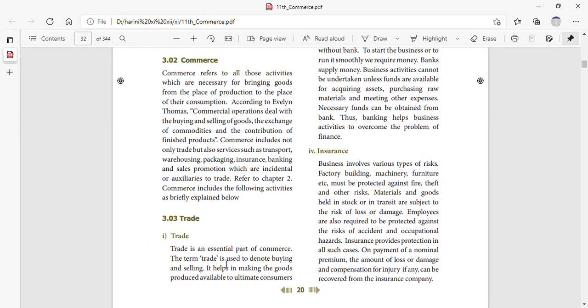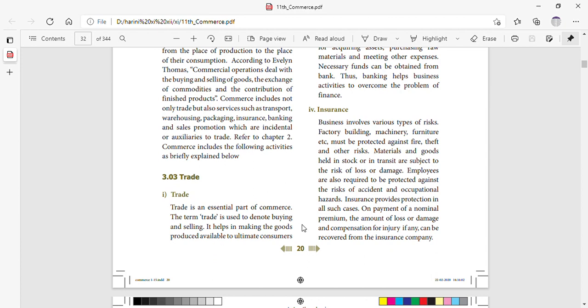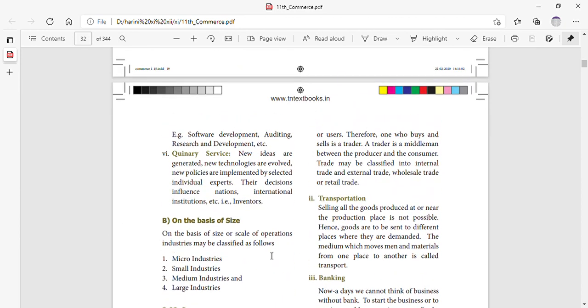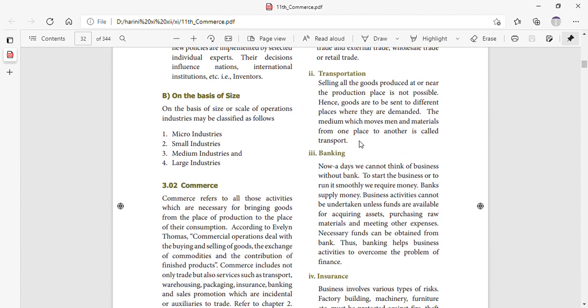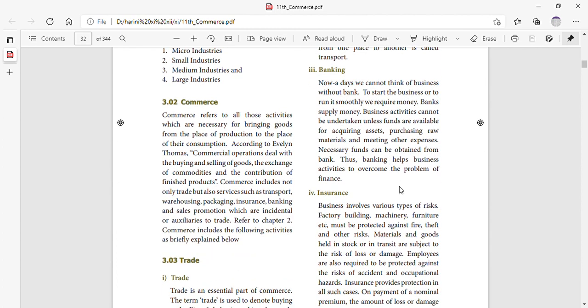So trading, what is trading? Trading means you are buying and selling. You are buying goods and you are selling them to the ultimate customer. Transportation, you all know transportation. We move things from one place to another. You are moving both men and materials. Moving people and goods from one place to another is called transportation.